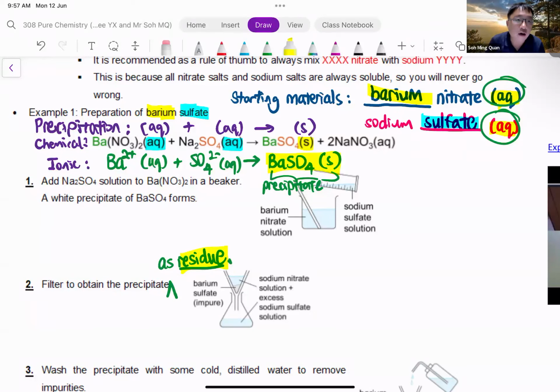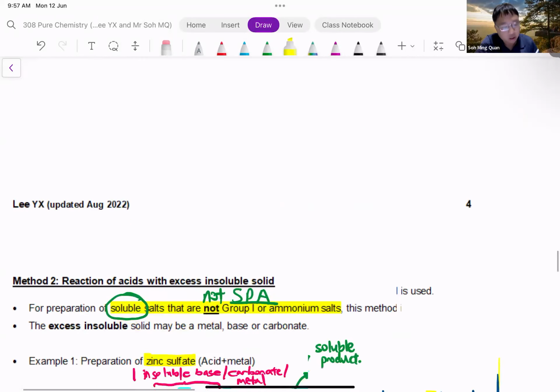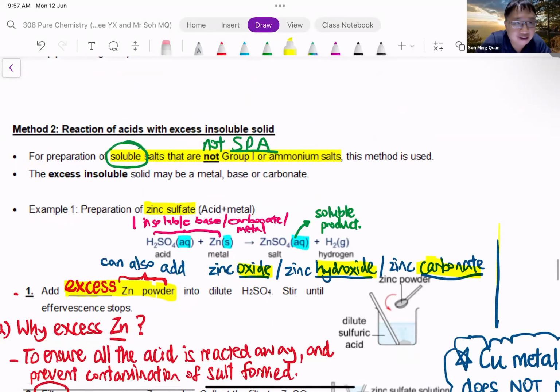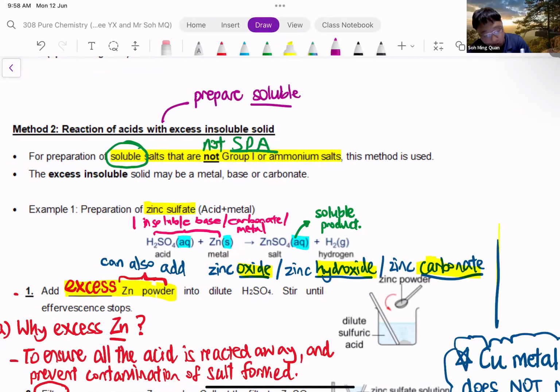All right, so now we have covered precipitation as a method to prepare insoluble salts. Now let's move on to the next method of salt preparation, which is reactions of acids with excess insoluble solid. So this is for preparing soluble salts, which are not SPA.